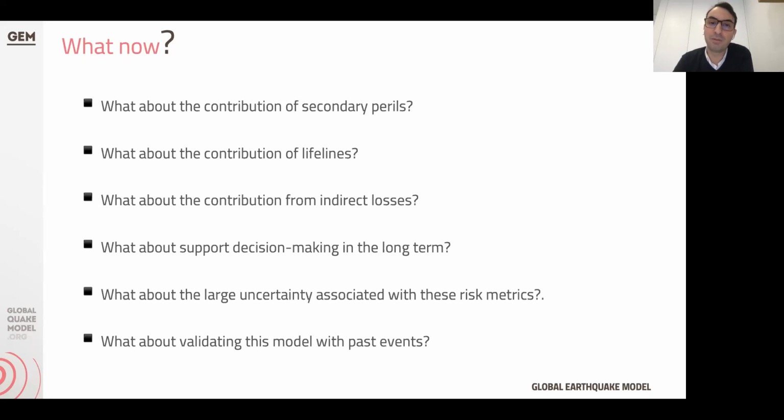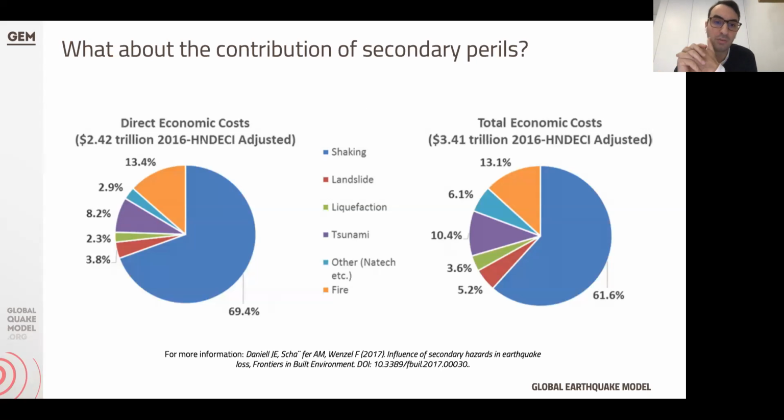And finally, is this actually helping us to do better scenario modeling? How can we validate these models? Obviously, there's no time to go over all of these questions, so I would like to focus just on three topics. The first one is the secondary perils, which is something that we're asked a lot of times.